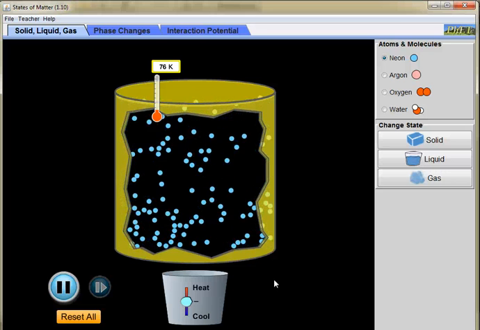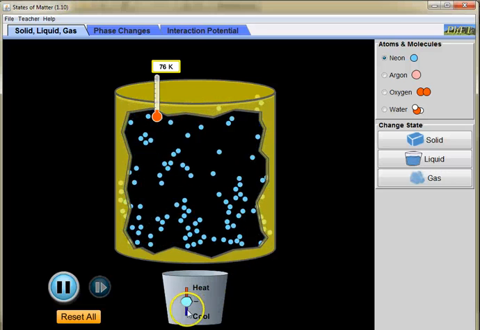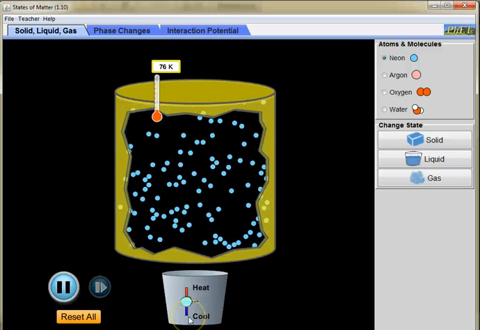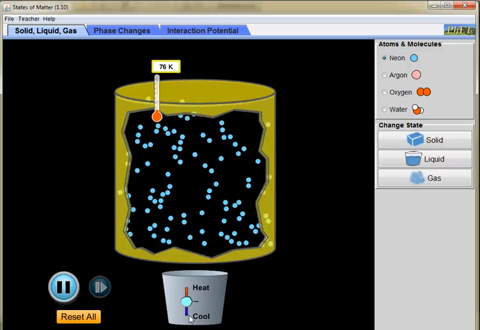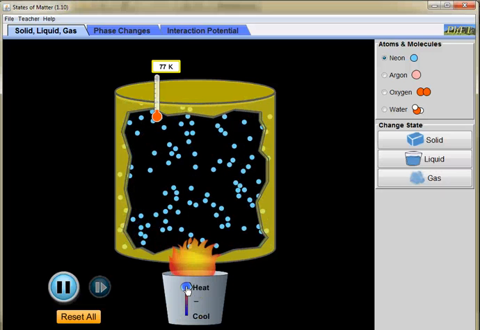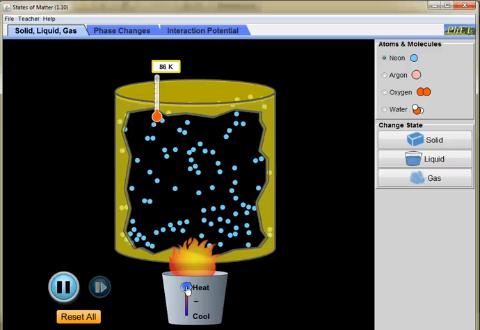If we keep on increasing the temperature, what do you think will happen? Let's do that. Just keep on increasing the temperature.